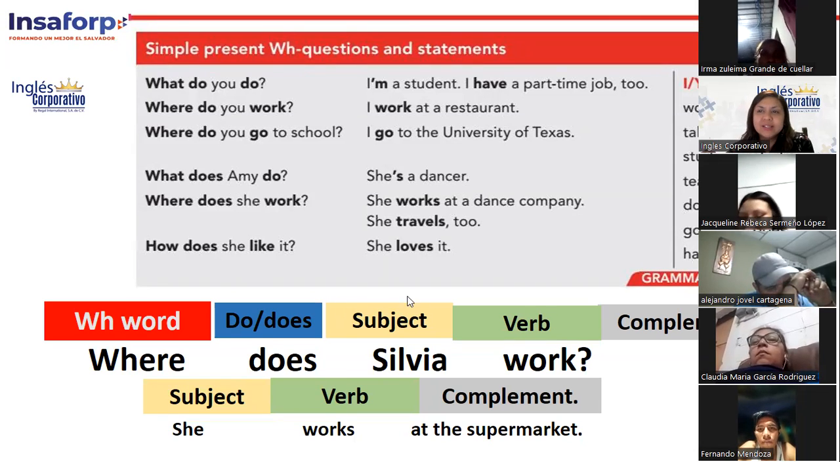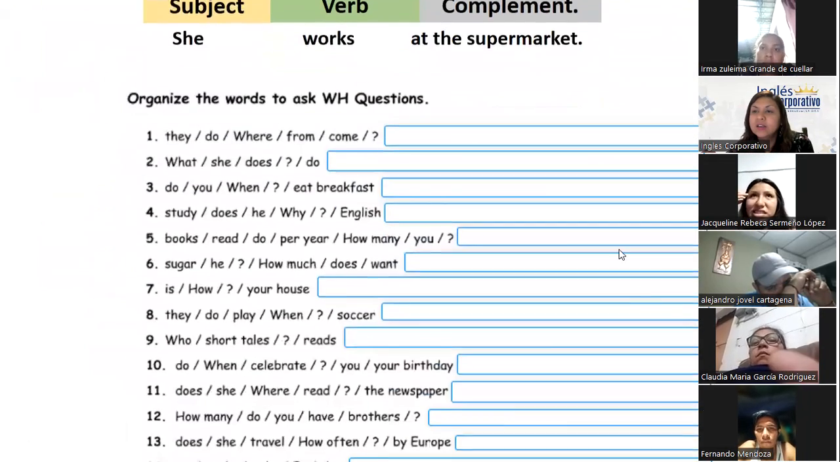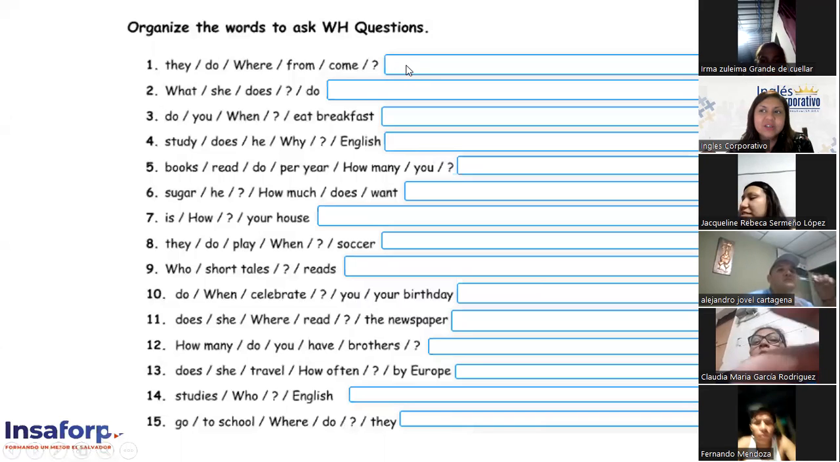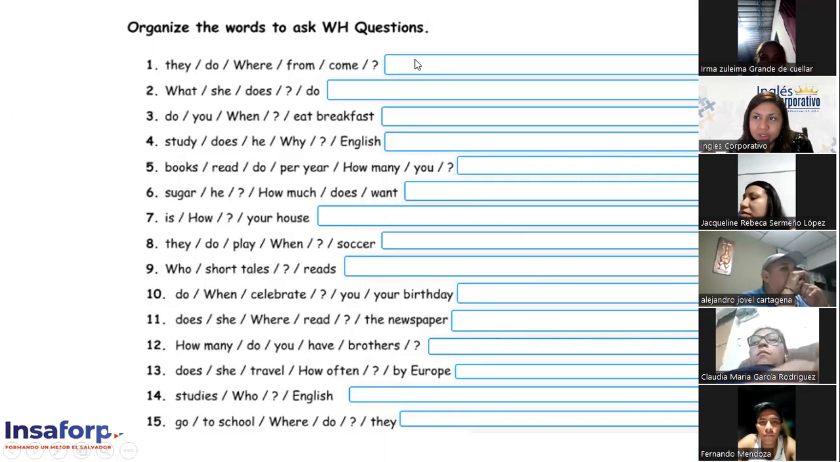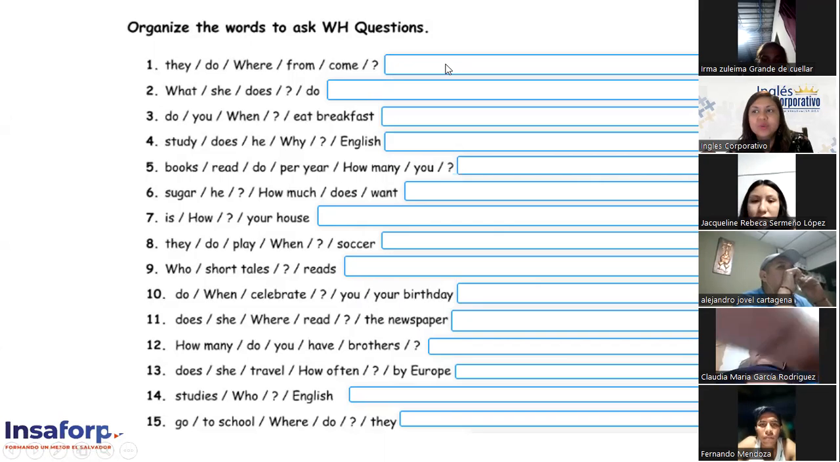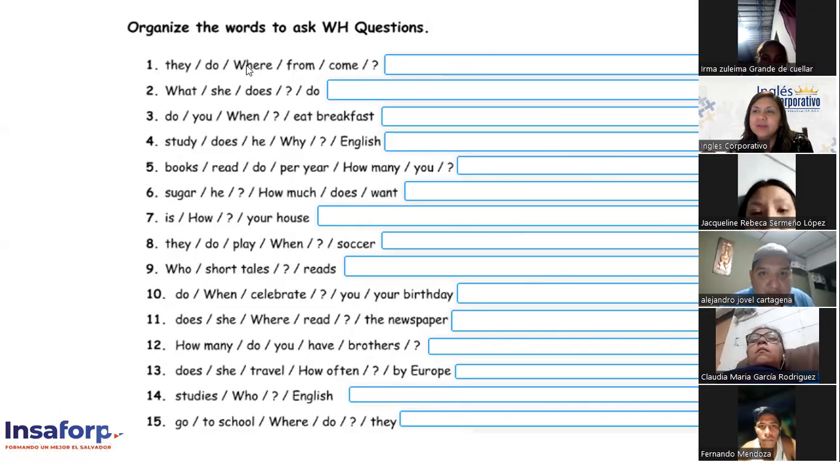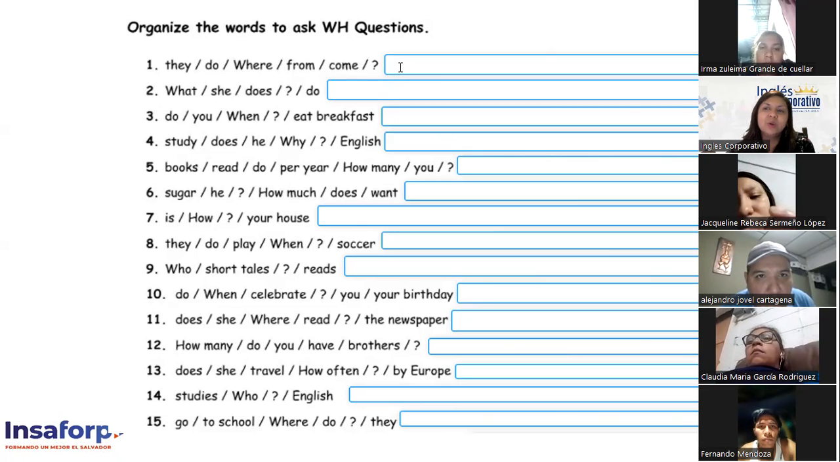Good. So let's practice. I have some exercises in which you have to order. Remember, what is the order? WH word, auxiliary, do or does, subject, verb, complement. So I'm gonna ask you one by one. Be ready, because I will ask you to tell me the correct structure of the question. Number one, Irma Suleyma, number one.